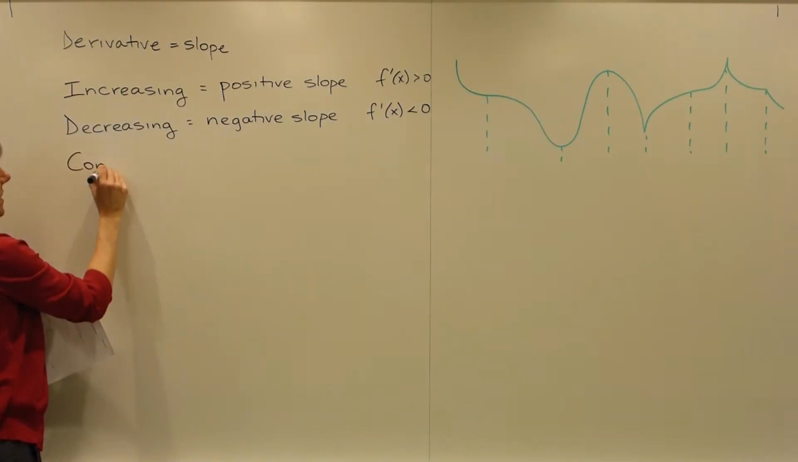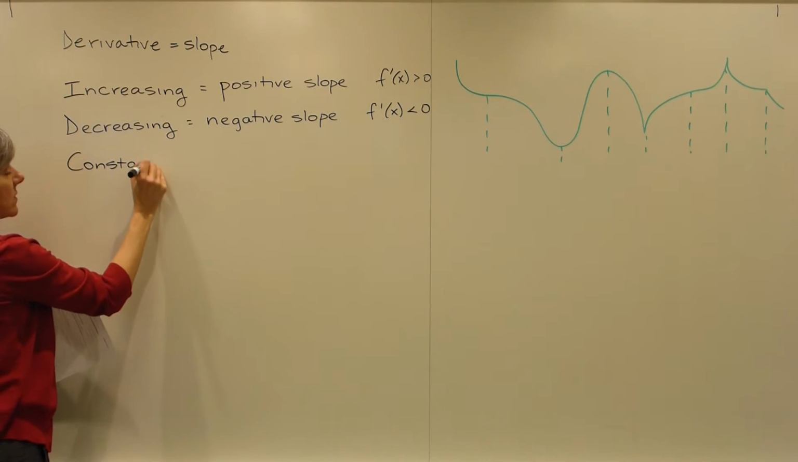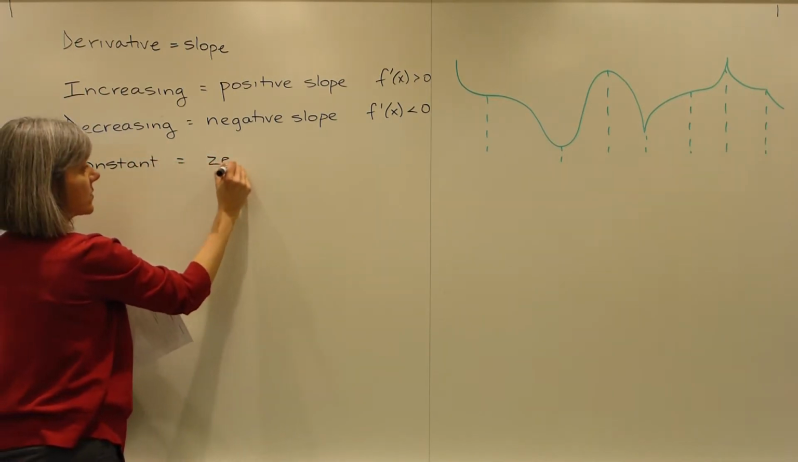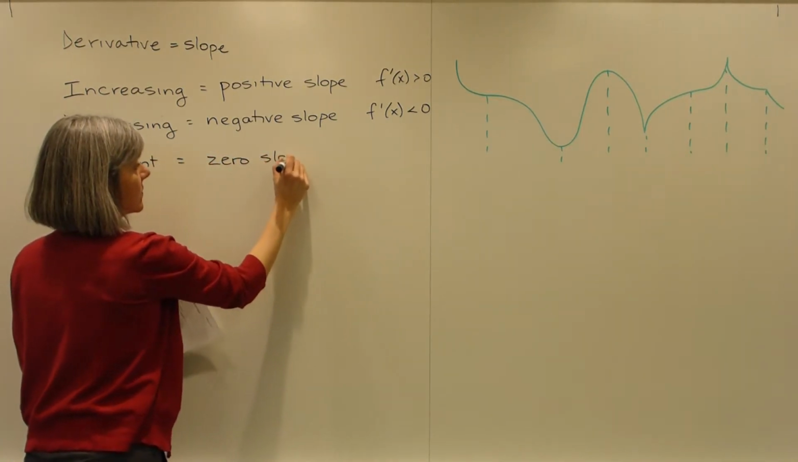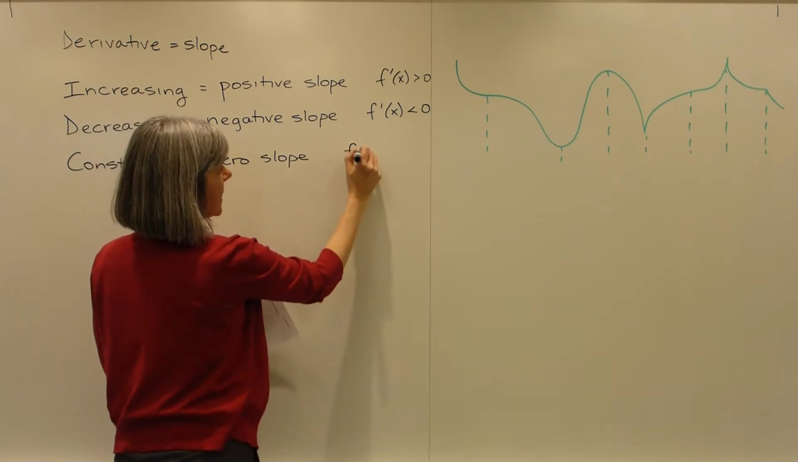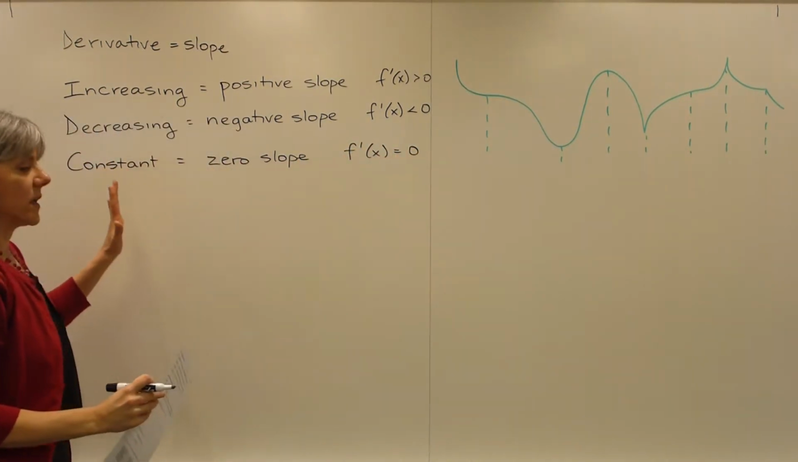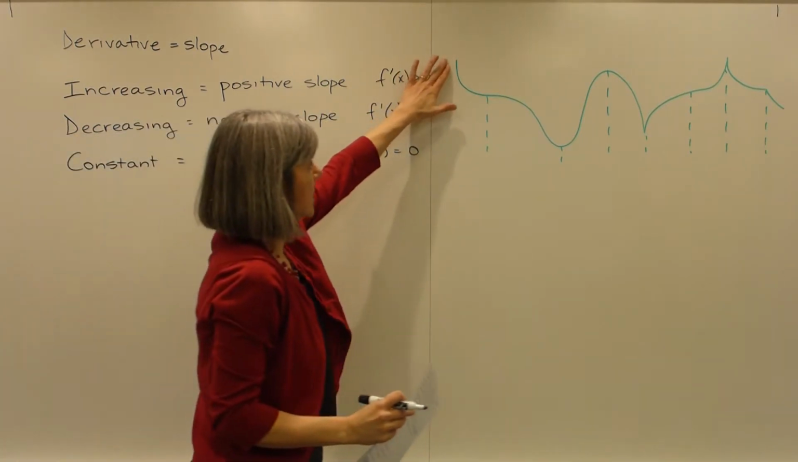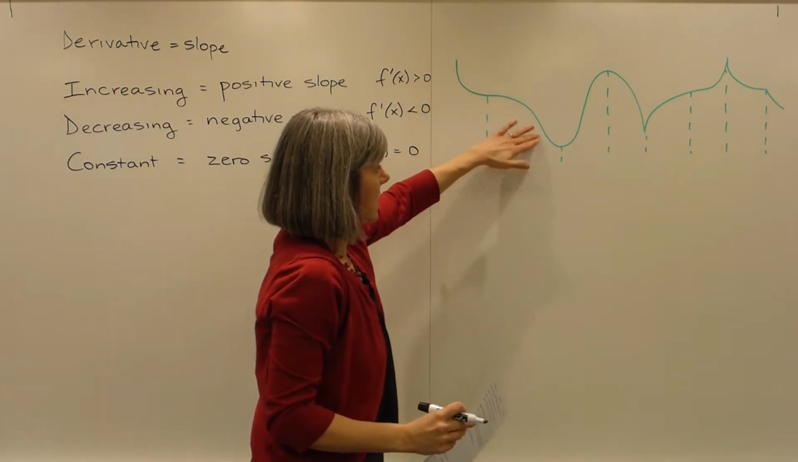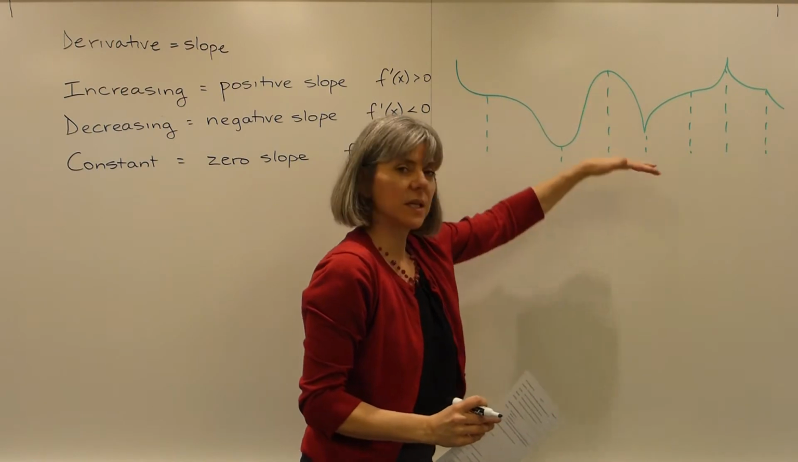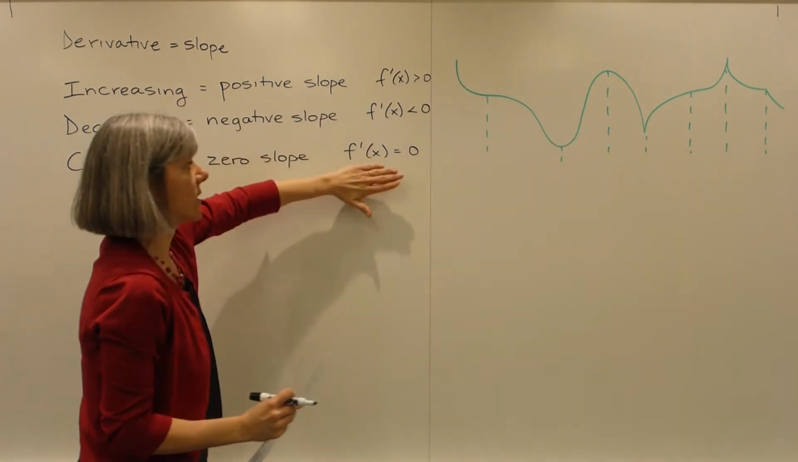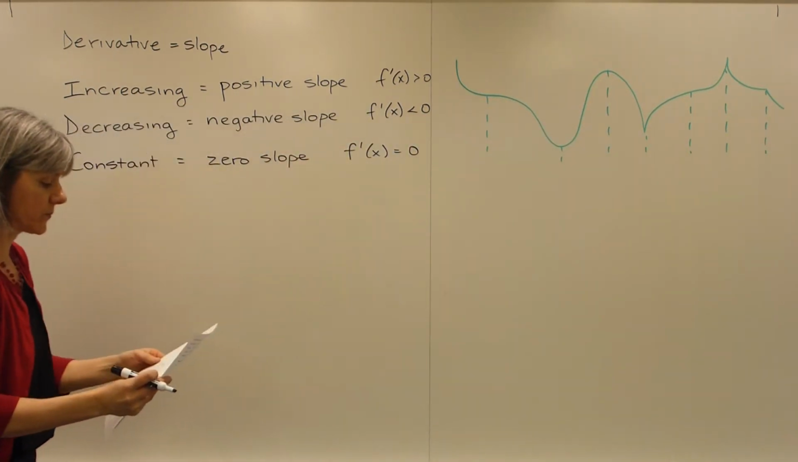We say that a function is constant when it has 0 slope. So again, the derivative equal to 0. So what we know about a function like here, it's decreasing, and then starts increasing. So we can see a graph changing, and now we can write that in terms of the derivative.